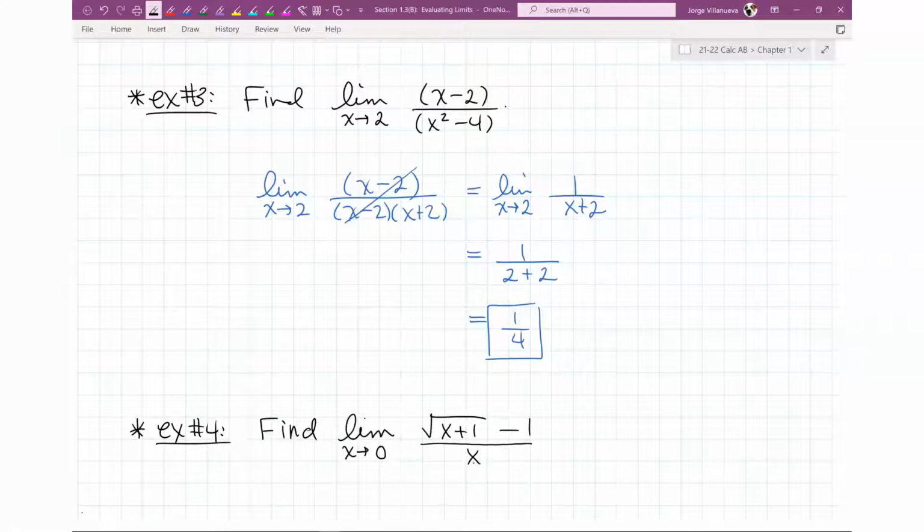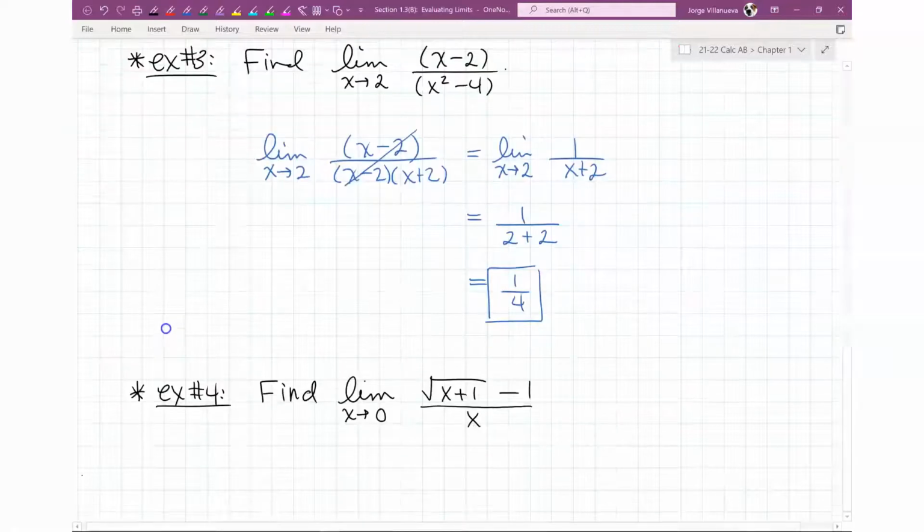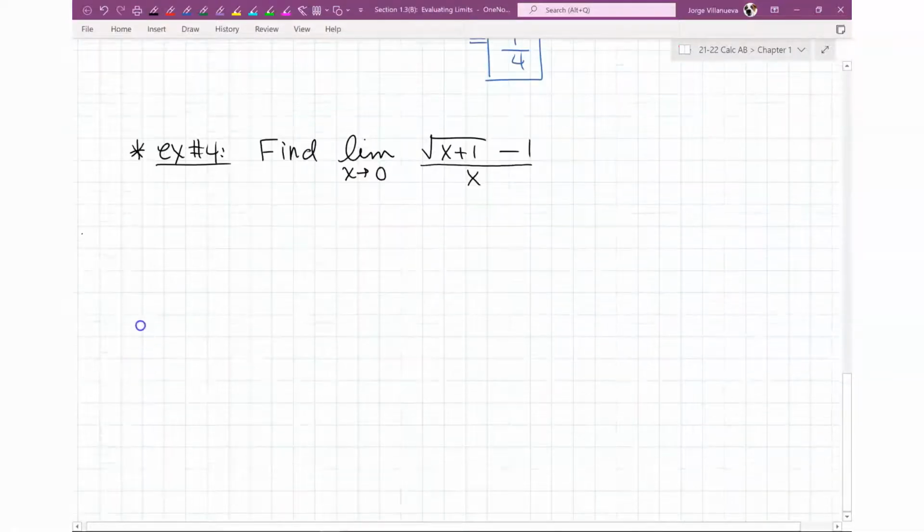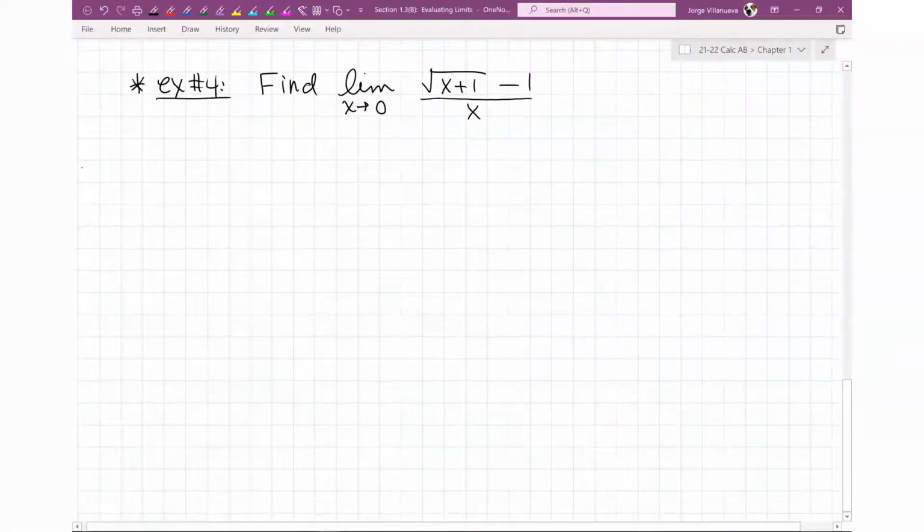So if you try plugging in a 0, you'll notice you get 0 over 0 as your result, right? When you plug it straight in. So that's not good. 0 over 0 is not good. So we're going to have to try to rationalize this thing. Now, normally we're used to rationalizing denominators, but you can rationalize numerators. Okay, that is possible.